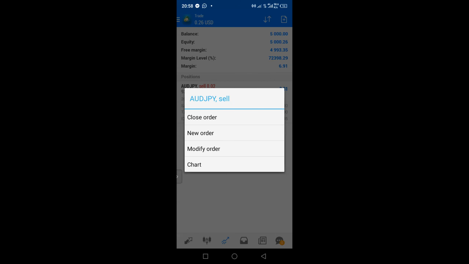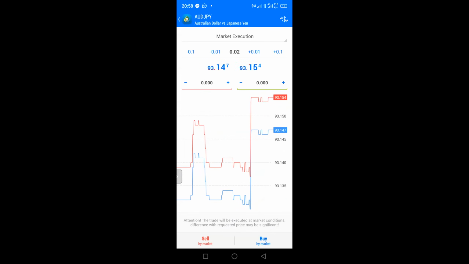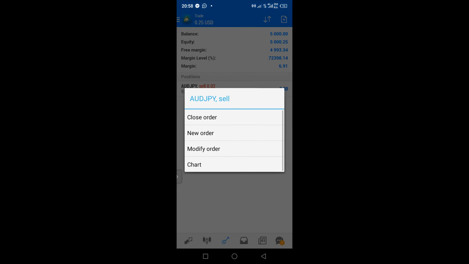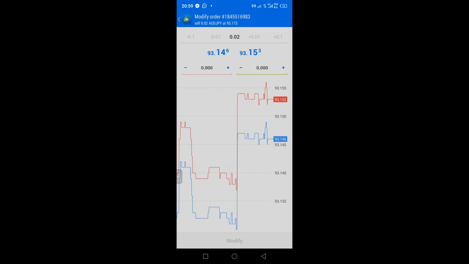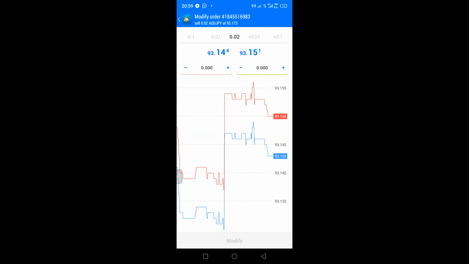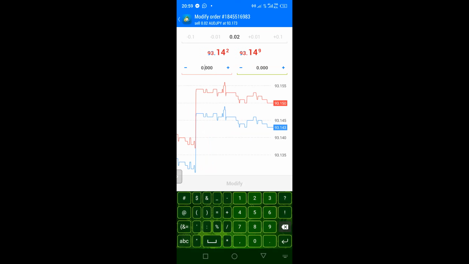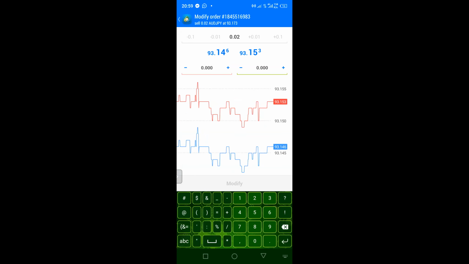It tells me I can close the trade. It tells me I can enter a new trade, new order. You see, it brings me exactly to where I can enter a new trade. If I click on the trade again and hold for some seconds, it tells me I can modify the order. For instance, I don't have a stop loss. Now I can modify and put a stop loss. Since I'm selling, my stop loss should be higher than where I am entering from.